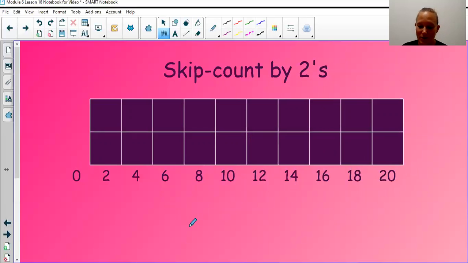Great job. So we only get a double fact or an even number when all the objects have a partner to pair up with. And if any objects are left over without a partner to make a pair, it can't be an even number.